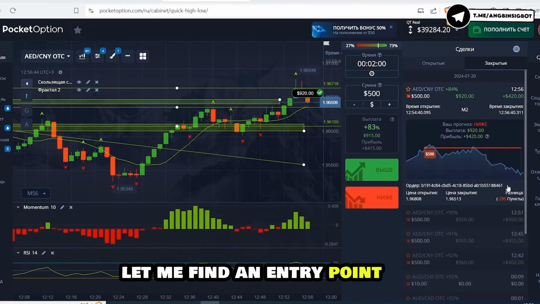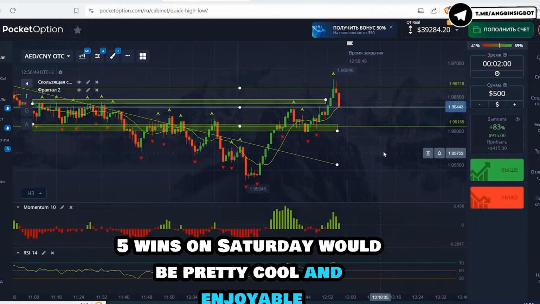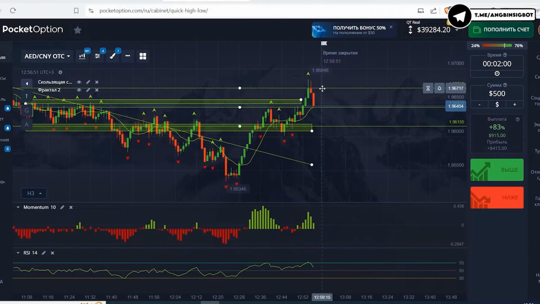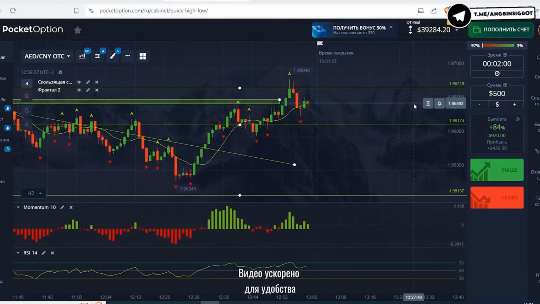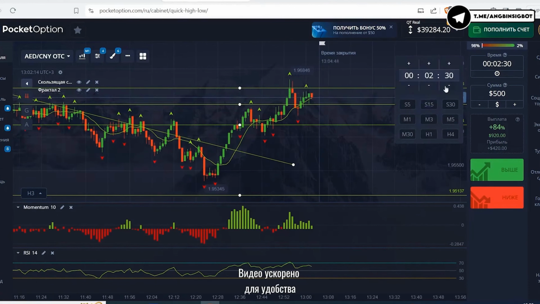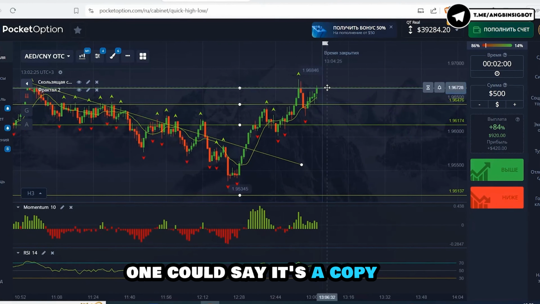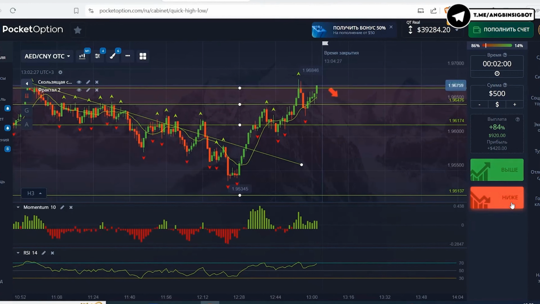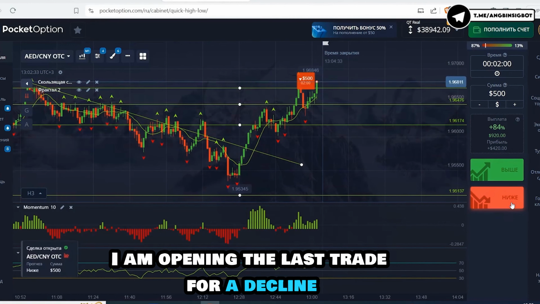Let me find an entry point for the last trade. I think 5 wins on Saturday would be pretty cool and enjoyable. As we can see, the situation is exactly the same. One could say it's a copy. Once again, the market breaks through the resistance level at our time frame. Let's see if the pattern works. I am opening the last trade for a decline.